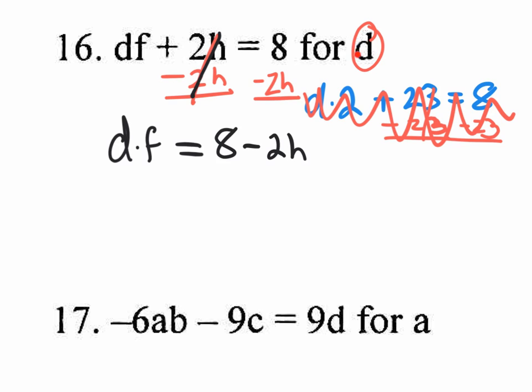So for my final step, again, I need to remind myself, what am I solving for? I'm solving for D. Here's D. There's a times F. I don't want the times F. How do I get rid of the times F? That's right. Divide by F.